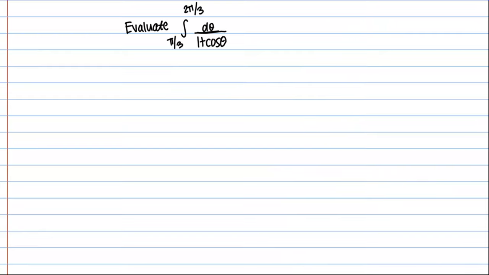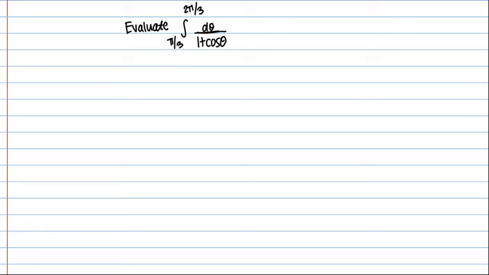Let's look at one more example where we have to multiply top and bottom by the same thing. So here I'm asked to evaluate the integral from pi over 3 to 2 pi over 3 of 1 over 1 plus cosine theta d theta. Now you can try u substitution in this case, but you're not going to get very far, right? If you take the derivative of cosine theta, you're going to get sine theta, but no sine theta appears in the problem. So we have to try something different of some sort.